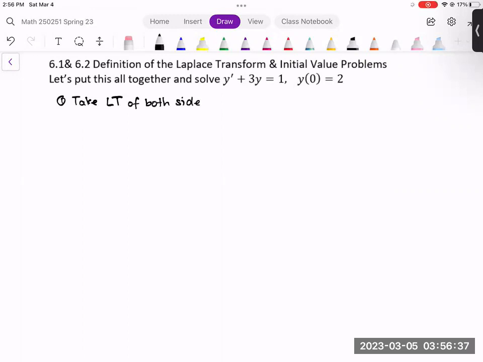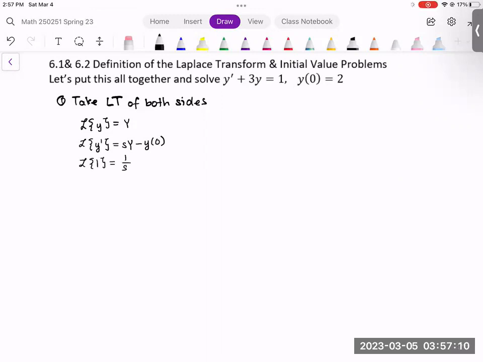Just to help us prepare for that, remember that the Laplace transform of y, we're going to write as big Y, just to make it easier to follow things around, and so we don't get lost in the notation. The Laplace transform of y prime is equal to s times the Laplace transform of y minus the value of y at 0. And if we look at our table, the Laplace transform of 1 is equal to 1 over s.